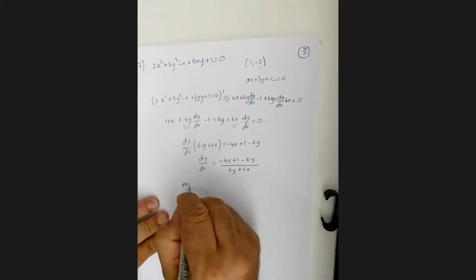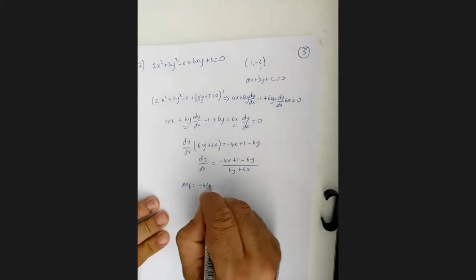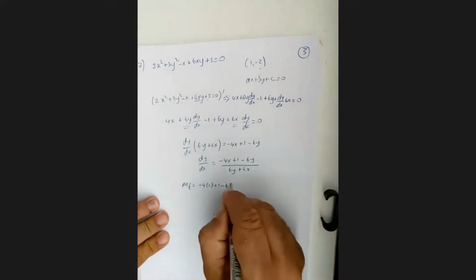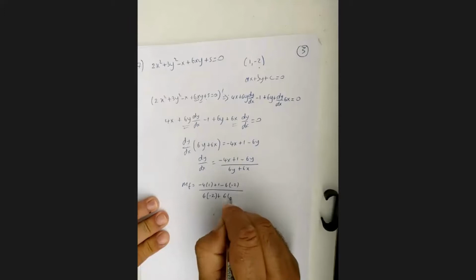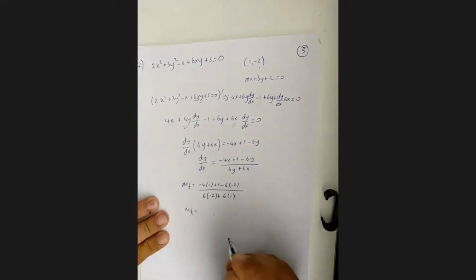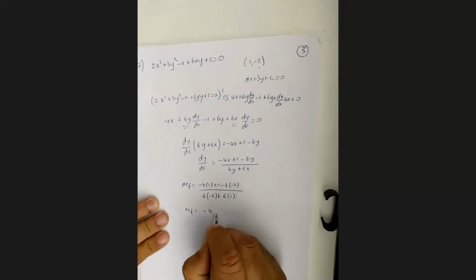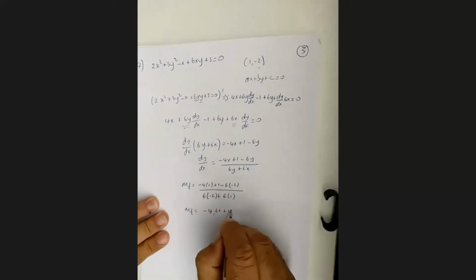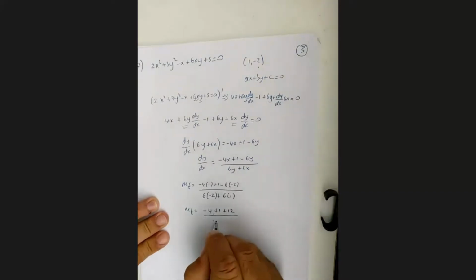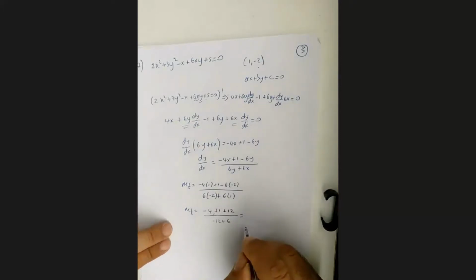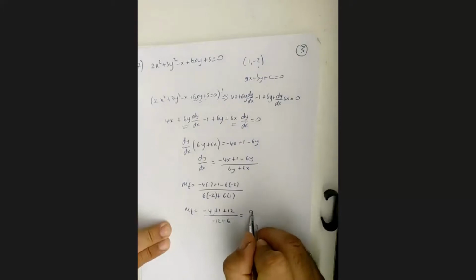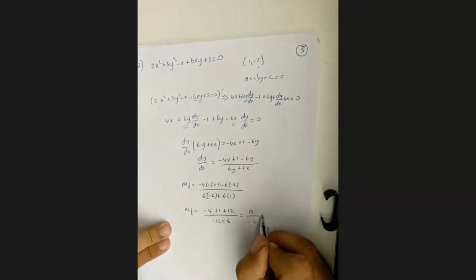So the gradient of the tangent line is going to be minus 4 times 1 plus 1 minus 6 times minus 2 over 6 times minus 2 plus 6 times 1. The gradient of the tangent is going to be minus 4 plus 1 plus 12 over minus 12 plus 6. So m tangent is going to be 9 over minus 6, which is minus 3 over 2.